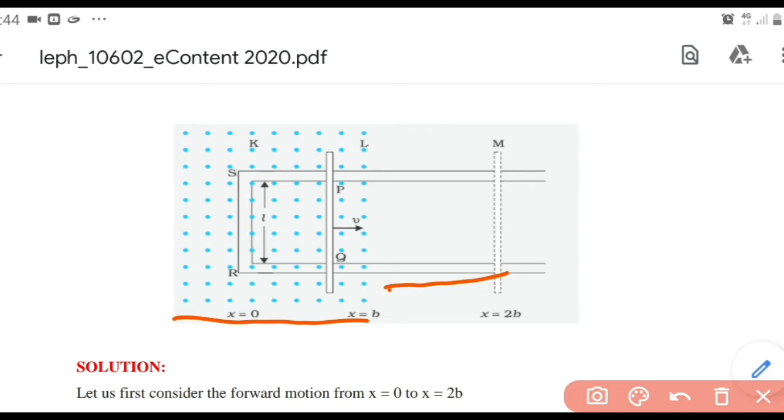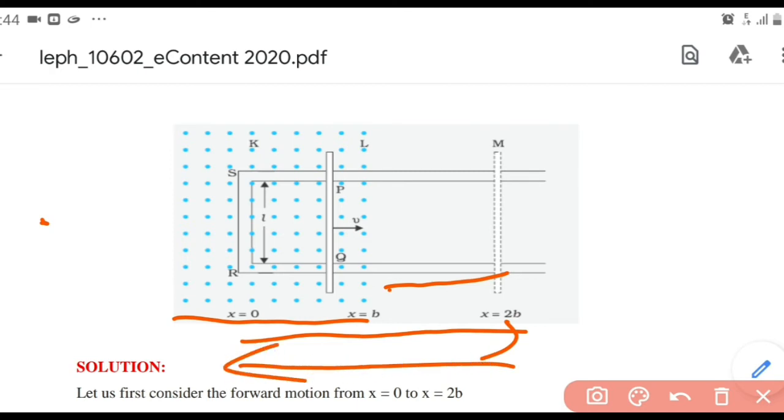And we are asked to find the expressions for induced EMF and the current, force experienced, and the power dissipated. And we are supposed to draw the graph showing all these quantities when it is moved from x equal to 0 to x equal to 2b. That means the conductor is moved from x equal to 0 in this way, and backwards. For this movement, what are the changes in these physical quantities? That's what we have to find and plot as a graph.